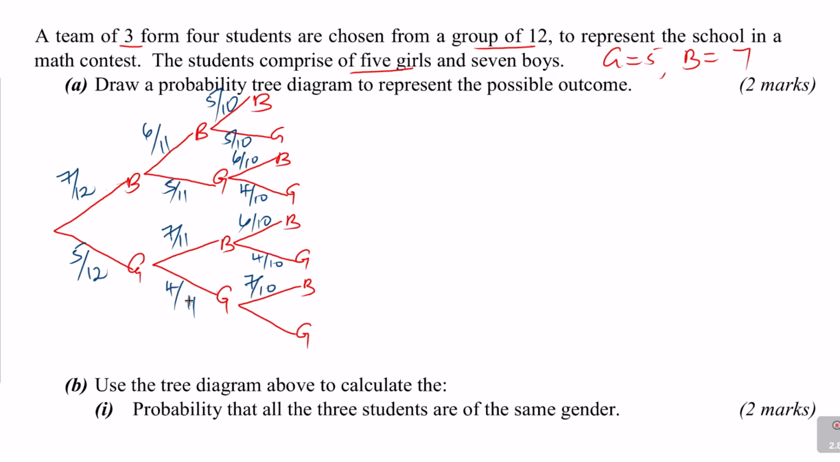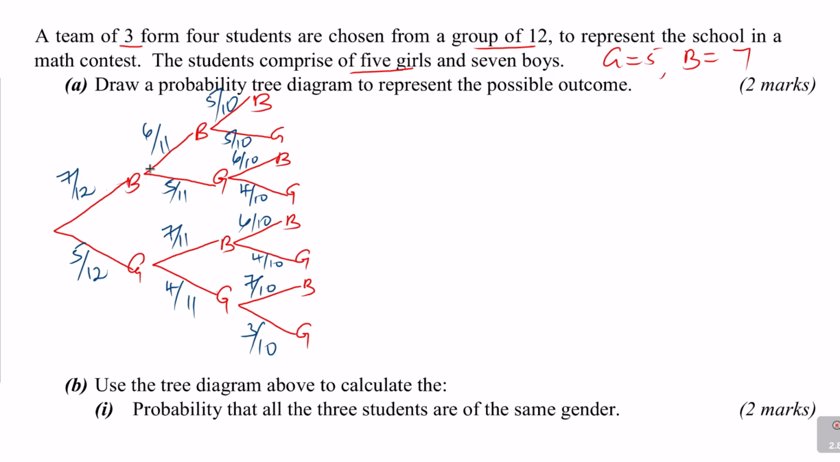But when you look at this one, you're picking a girl again. So the second choice, there were 4. You pick again, they will reduce from 4 to 3. So this will be 3 divided by 10. So that is what you're supposed to get. So after doing that, complete this one for easier working.